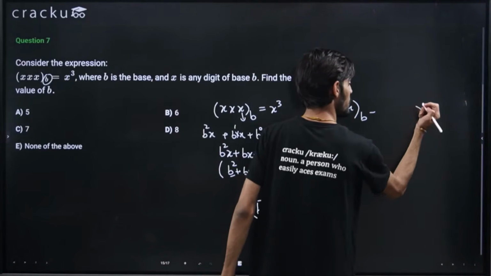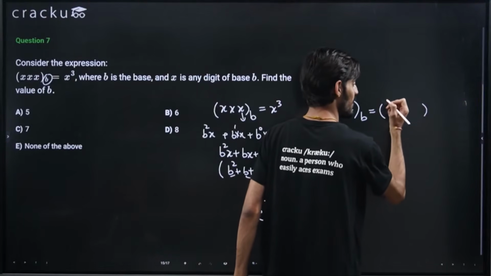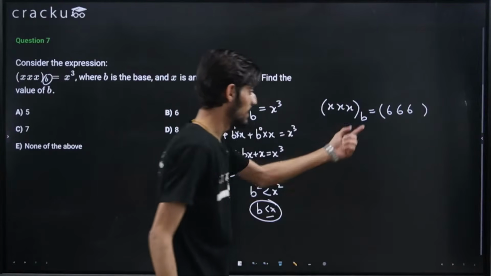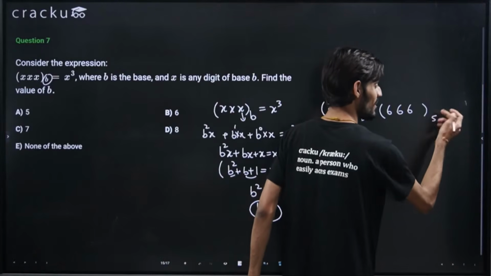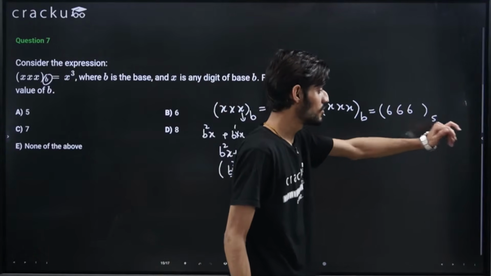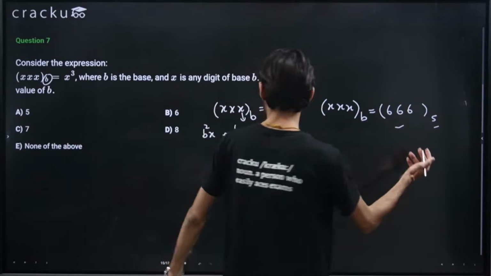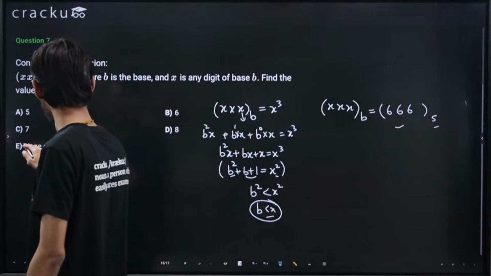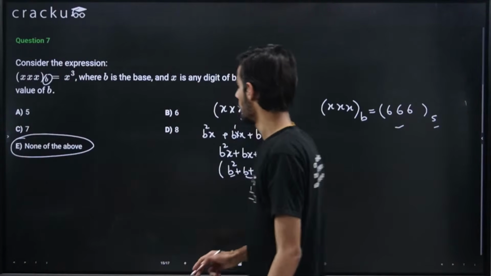So let's say I'm taking the value of x as 6. Then x is greater than base. So the base can be 5 or maybe less than 5, but this is not possible, right? Because if the base is 5, the digits that I can write should be less than 5. So I think this is violating the condition, so this is not possible. So it will be E, none of the above, and the answer is that it is not possible, right?